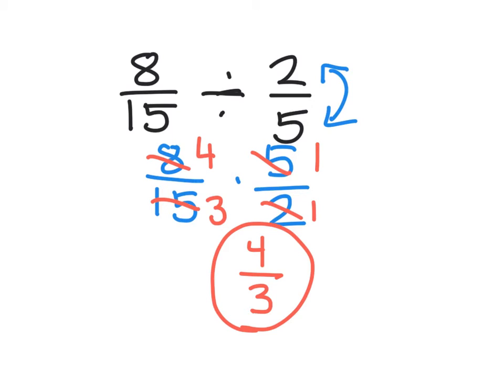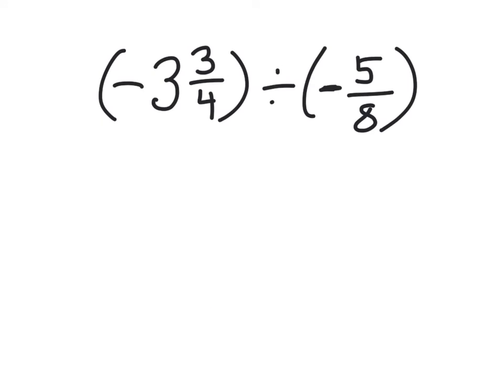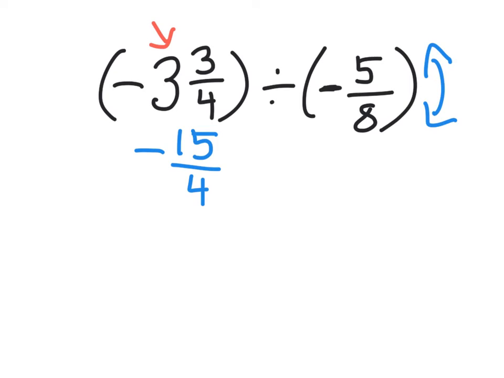So how you doing? Okay. What do you think I need to do first on this one? Yes, I need to change the mixed number into an improper fraction. So let's do that. Negative 3 3/4 as an improper fraction would be negative 15/4. 3 times 4 plus 3 is 15. And we're dividing by negative 5/8. Therefore, I'm going to multiply by the reciprocal of negative 5/8, which would be negative 8/5.